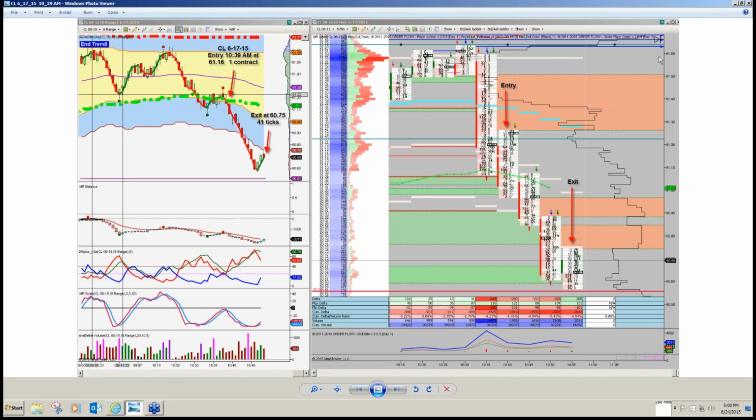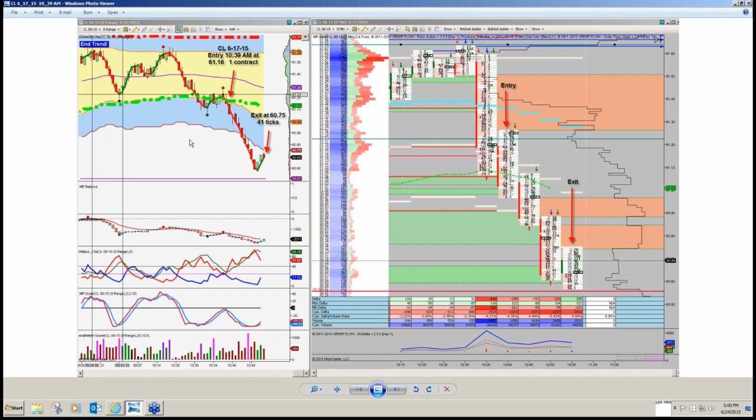I'm going to share 2 trades with you. The first trade was on crude. It was taken last Wednesday. It was a short trade for 1 contract. I entered the trade at the first LVA, which would be right here. The red arrow shows it. And I entered at 10:39 at a price of 61.39.